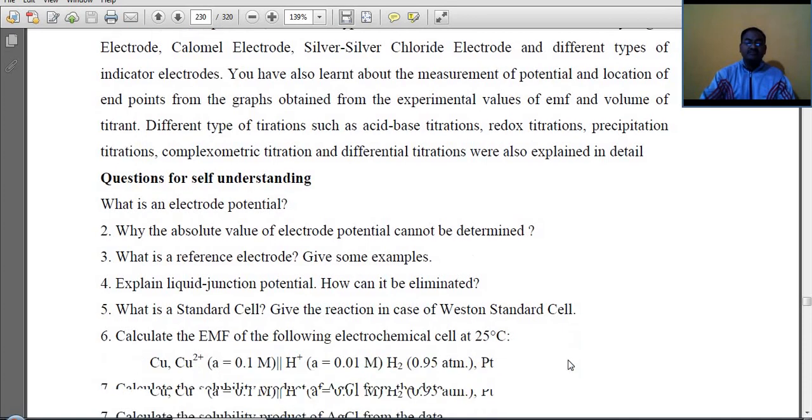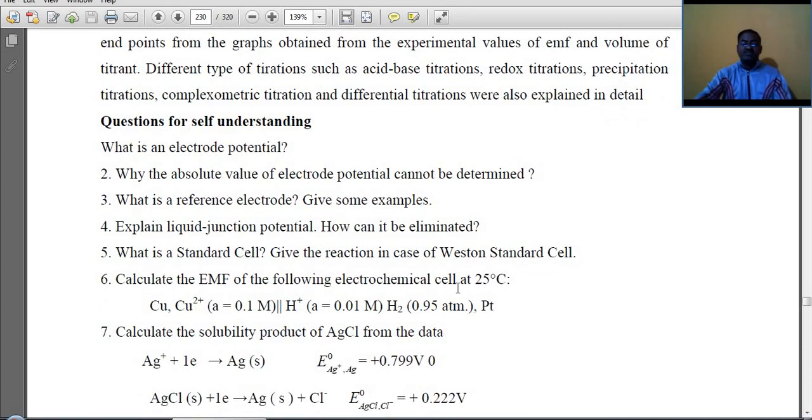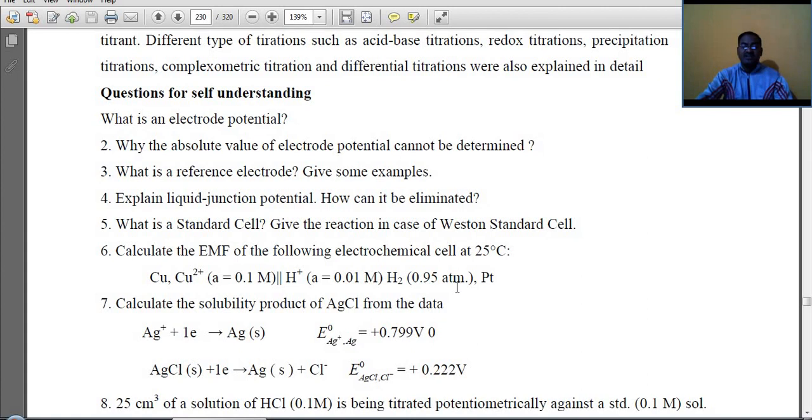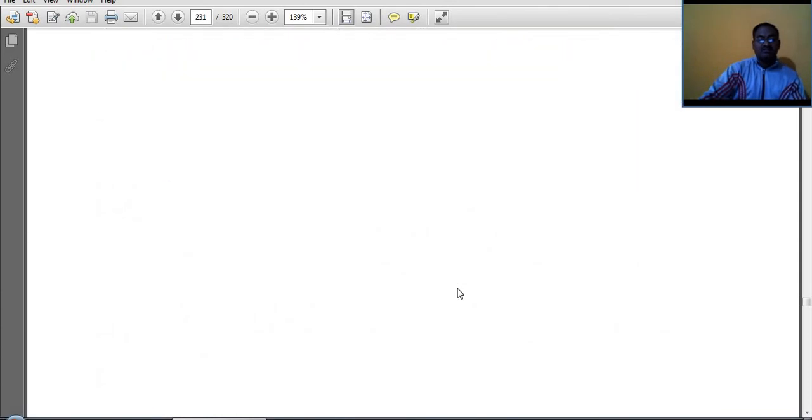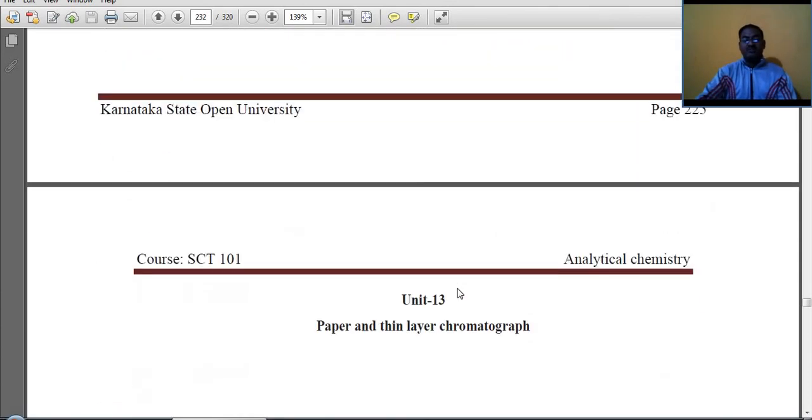These are all self-understanding questions. Why can the absolute value of electrode potential not be determined? What is a reference electrode? Give some examples. Explain liquid junction potential. How can it be eliminated? What is the standard cell? Give the reaction in case of a standard cell. These are all the important questions.